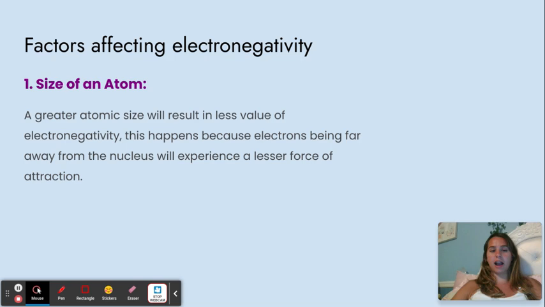There are a few factors that can affect electronegativity, one being the size of an atom. A greater atomic size is going to result in a lower value of electronegativity. This happens because electrons are farther away from the nucleus, and the nucleus will experience a lesser force of attraction.